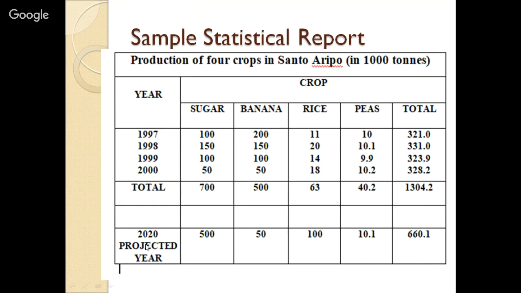Then, if you go down below the total right here, you see the projected year of 2020. So there is a projection as to what will happen in these crops in this year. But let us go back up here. So we cover 4 years, and then we look at the different categories. And here we see crop. And so when we look here, we see sugar, banana, rice, peas. These are the different crops that are covered in this table. And once again, we see 2 totals column.